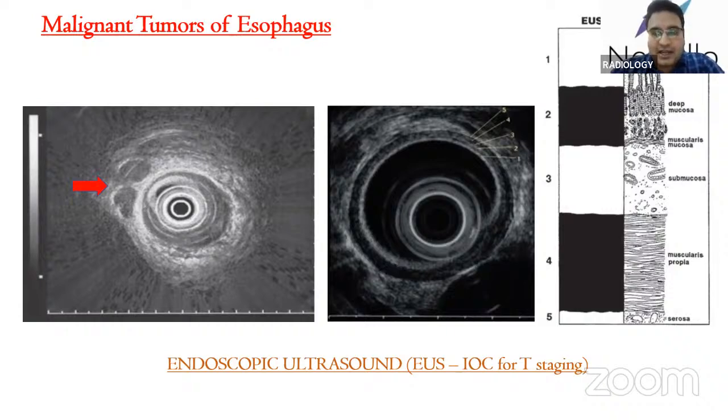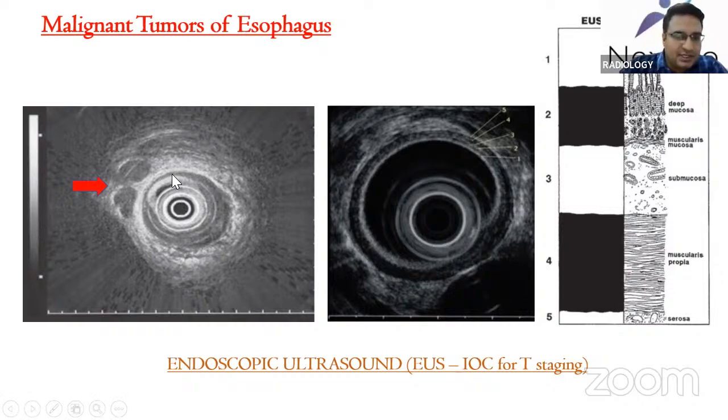Now see, you can appreciate all the layers out here. If there is a lesion involving only the mucosa, then we are going to call it T1 stage. So that's why it is the investigation of choice for the T staging. What if there is a lesion out here, which is going beyond serosa? We are going to call it T3 and or T4 based on the other things.